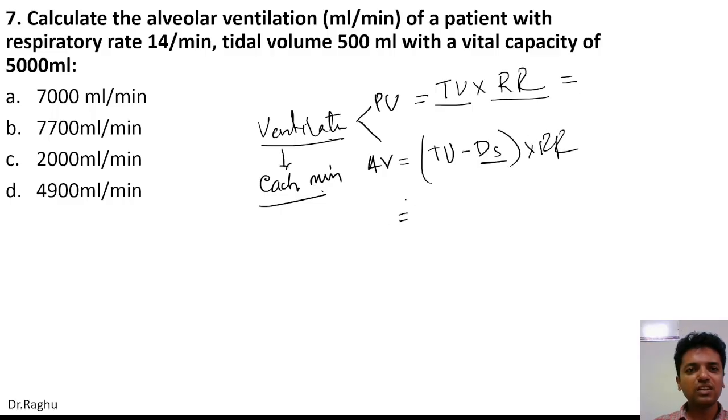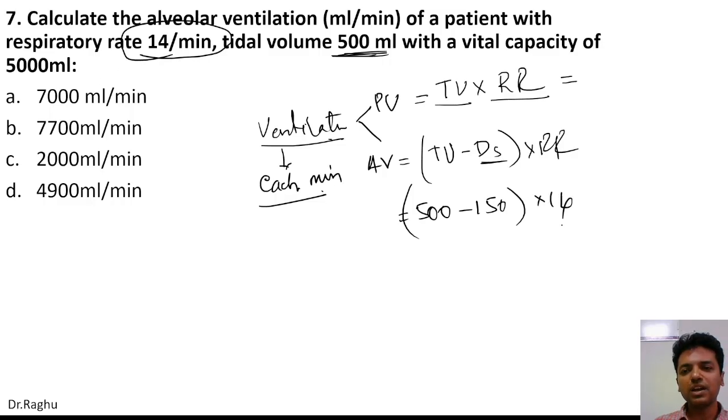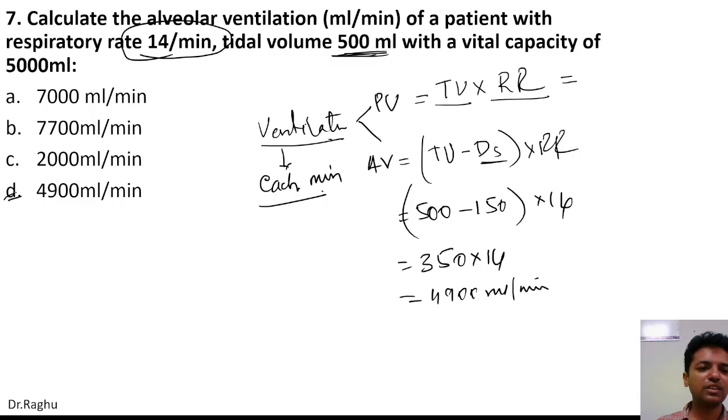So how much is the tidal volume? Here he has given a tidal volume of 500 ml. Dead space volume will be taken as 150 ml. That's the normal dead space volume. How much is the respiratory rate? Here the respiratory rate is 14 per minute, so multiplied by 14. So this will be 350 multiplied by 14. It will come to 4900 ml per minute. So that's the answer, 4900 ml per minute.